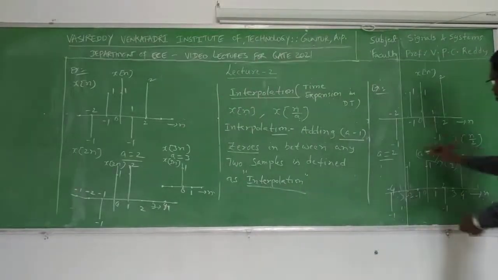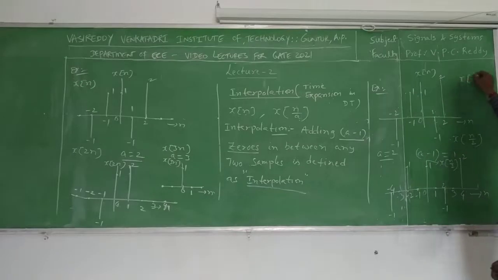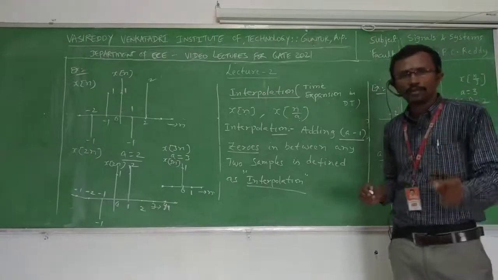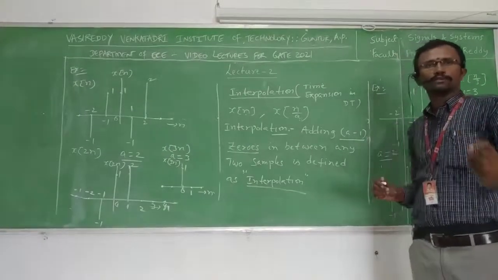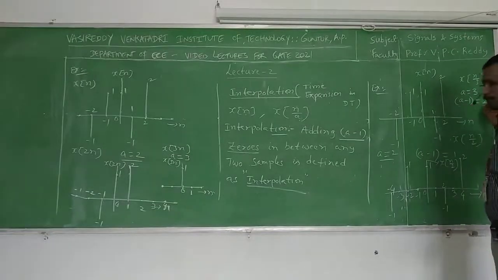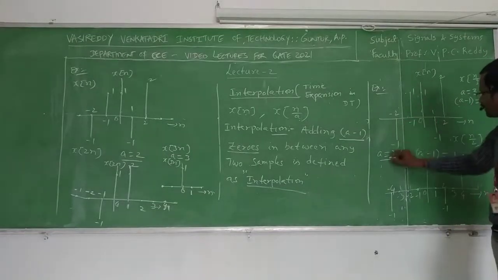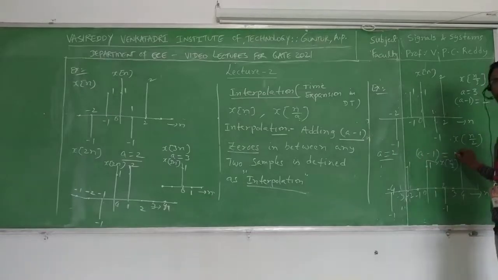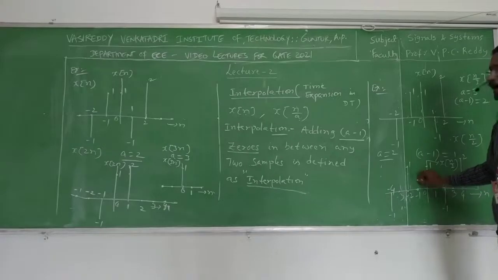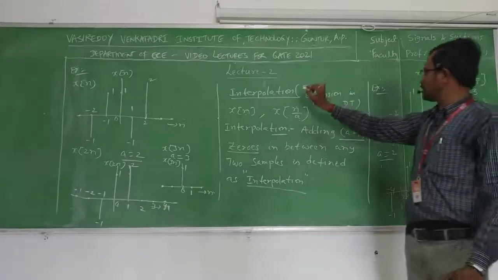Suppose I am asking for x of n by a. What is the value of a? a is equal to 3. What about a minus 1? a minus 1 is equal to 2. How many zeros do we have to add? We have to add 2 zeros in between any two samples, because a is equal to 3 and a minus 1 is equal to 2. In this example, since a is equal to 2, a minus 1 is equal to 1, we are adding only 1 zero in between any two samples. I hope interpolation and decimation is clear.